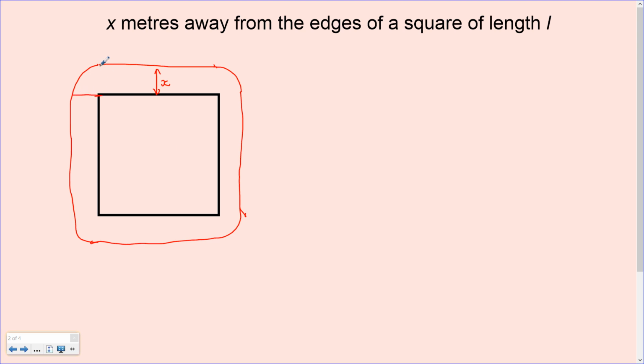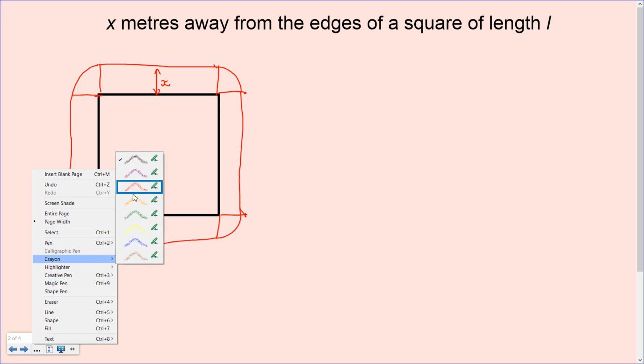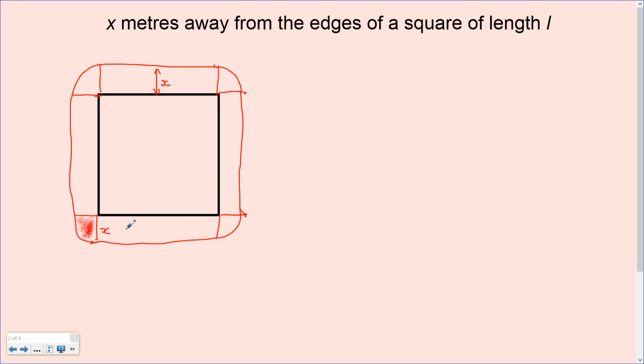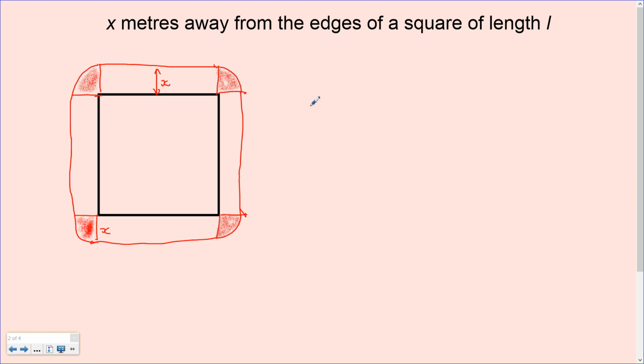I know I've got 4 quarter circles around the corners. Each of those has a radius of x. Altogether, they give me a circle with a radius of x, and being a full circle, to work out the total area of that, it's going to be pi times x squared. Divide by 4 to get 1, times by 4 to get all 4, still leaves me then with pi x squared for the red corners.